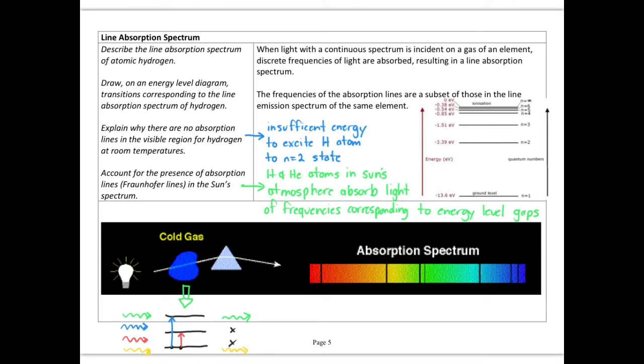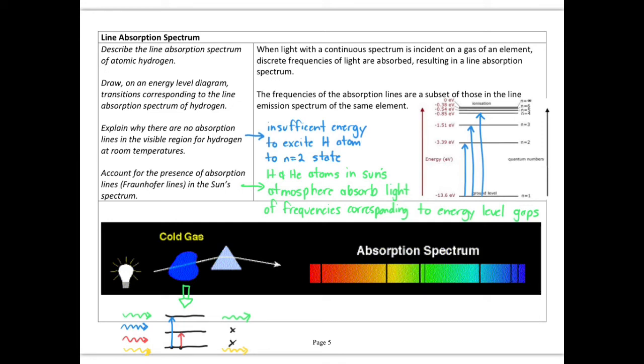Just for completeness, this is not really that difficult, but it is in the course. If we want to know, obviously we've got the hydrogen spectrum, so draw on an energy level diagram transitions corresponding to the line absorption spectrum of hydrogen. Well, that is these ones here. So the arrow goes up for absorption because the atom is absorbing it and pushing it into a higher excited state.